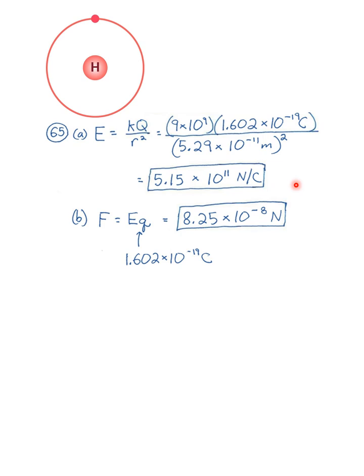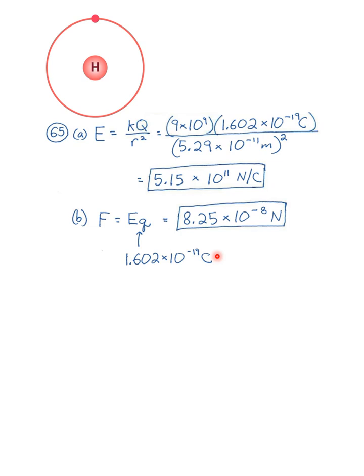Question B asks, use your answer for part A to find the force acting on the electron. So it's going to be the electric field times the charge on the electron. I'm using the absolute value just because I'm looking for an absolute value answer here. Don't really care for positive or negative. We're looking for the magnitude of the force. So when we multiply the electric field by the charge of an electron, we get 8.25 times 10 to the negative 8 newtons.